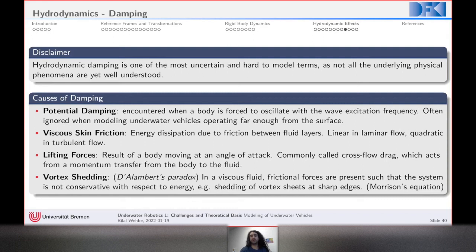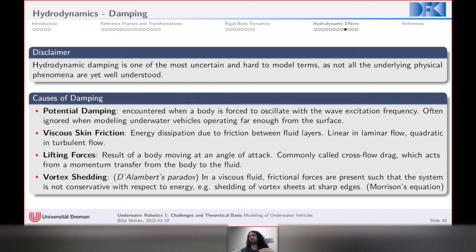Finally, the most complicated part of damping is the so-called vortex shedding. You can read a bit more about it if you like, as D'Alembert's paradox. Basically, in a viscous fluid, the frictional forces present on the body or in the system are non-conservative with respect to energy. One of those effects is these vortices.